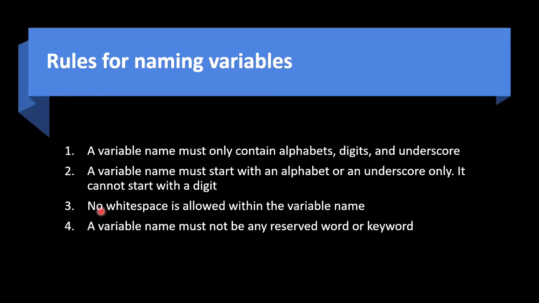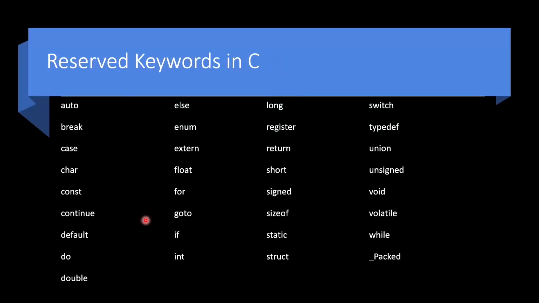Next, there is no space allowed in a variable name. For example, if a name is two words and we provide a space, it will give us an error. I'll show you. And we cannot name a variable with a reserved keyword. What is a reserved keyword? Let's see. Here you can see we have these reserved keywords: auto, break, case, char, const, continue, default and so on. We cannot name any variable with these keywords.